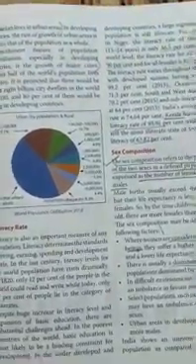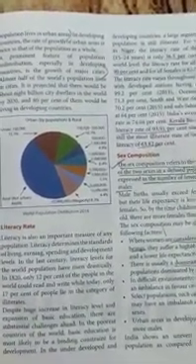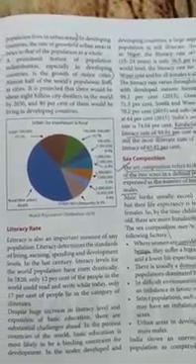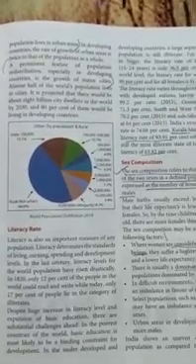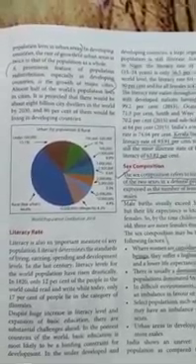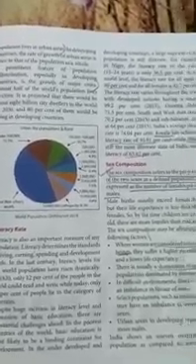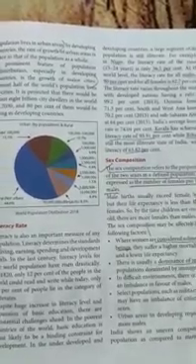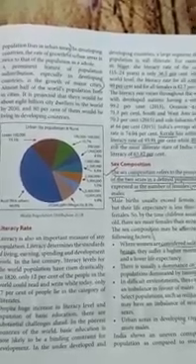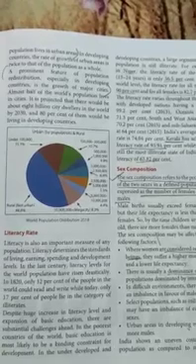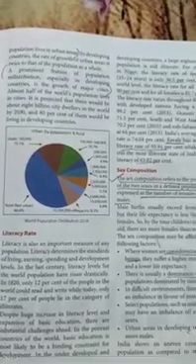Next is literacy rate. Literacy is a very important feature for measuring any population. Literacy determines the standard of living, earning, spending, and development levels. Despite a huge increase in literacy level and expansion of basic education, there are still many challenges ahead.